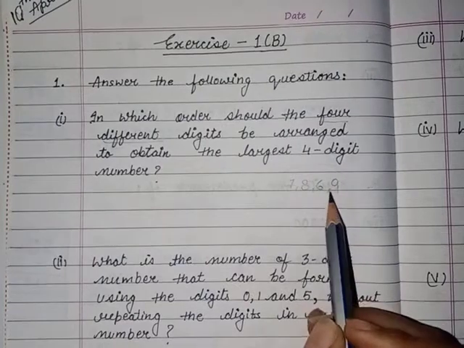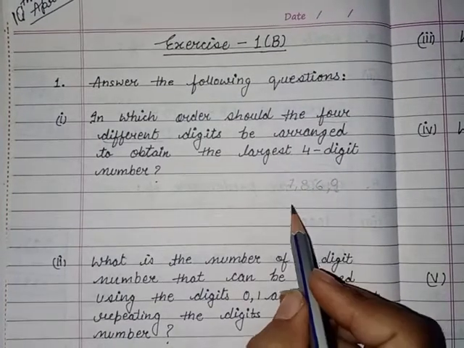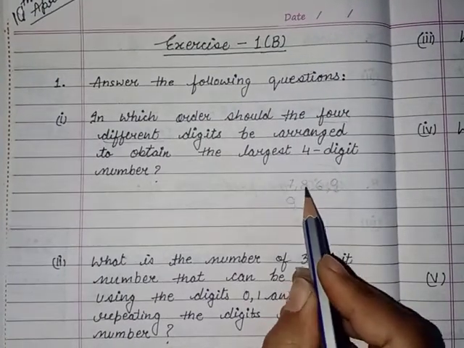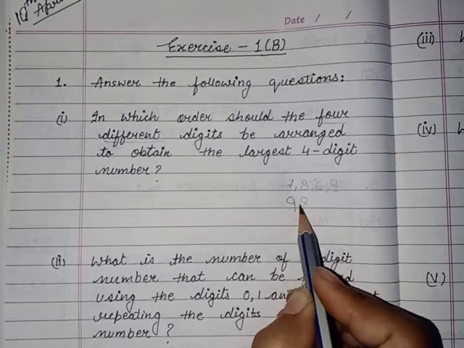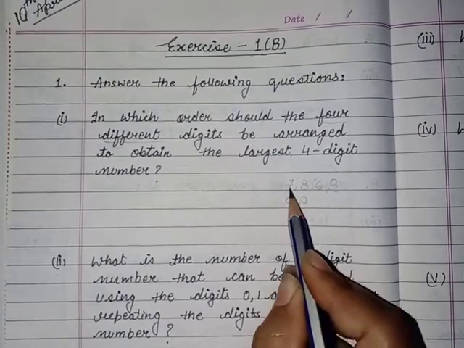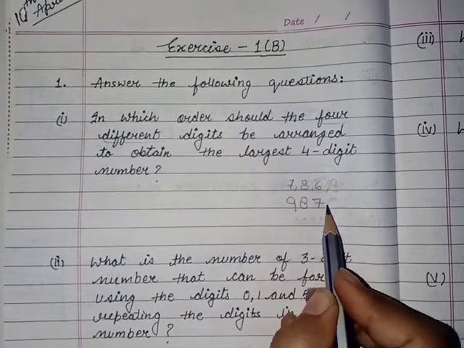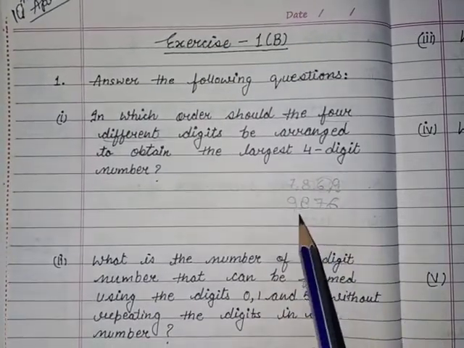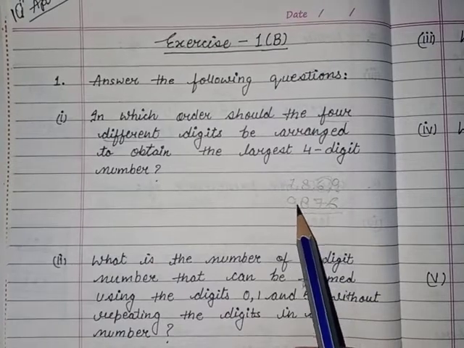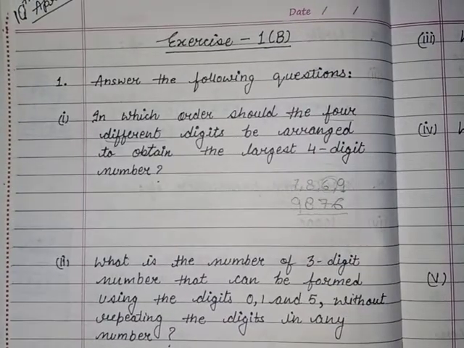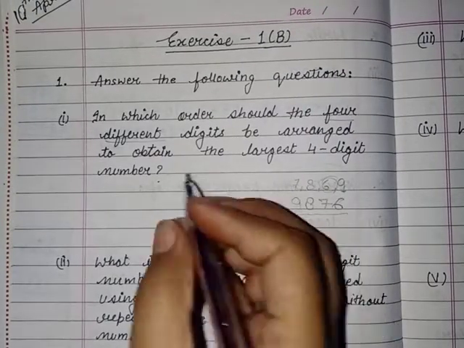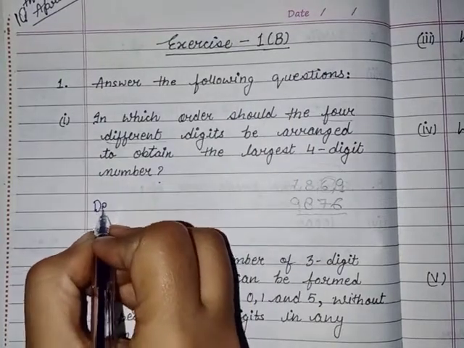Okay, to make the largest number, firstly we will put the largest digit, then smaller than this one, then smaller than this one, then the smallest out of these four. So which order is this? This is descending order. So we need to put in descending order.